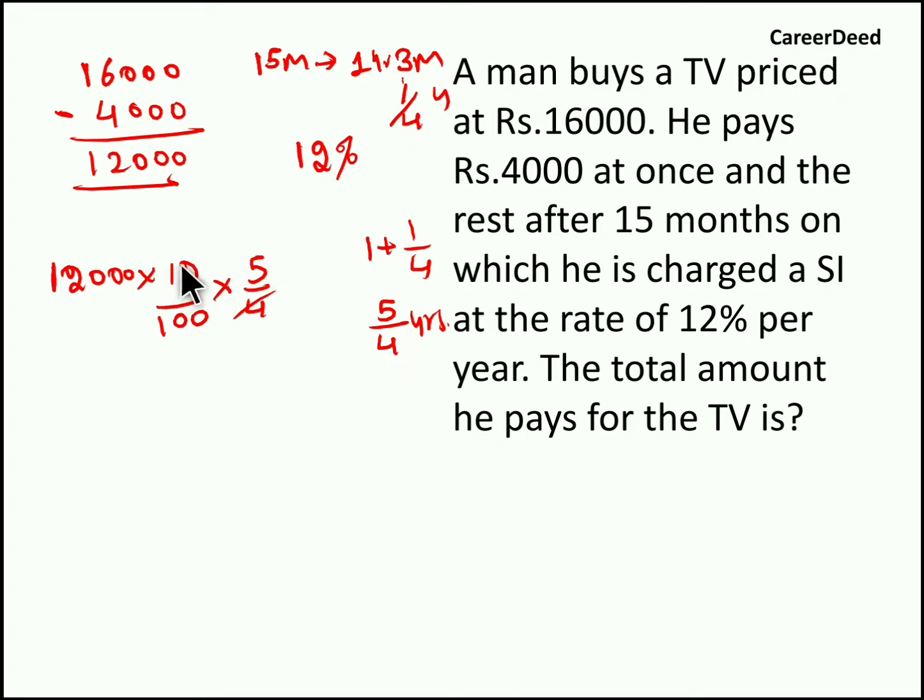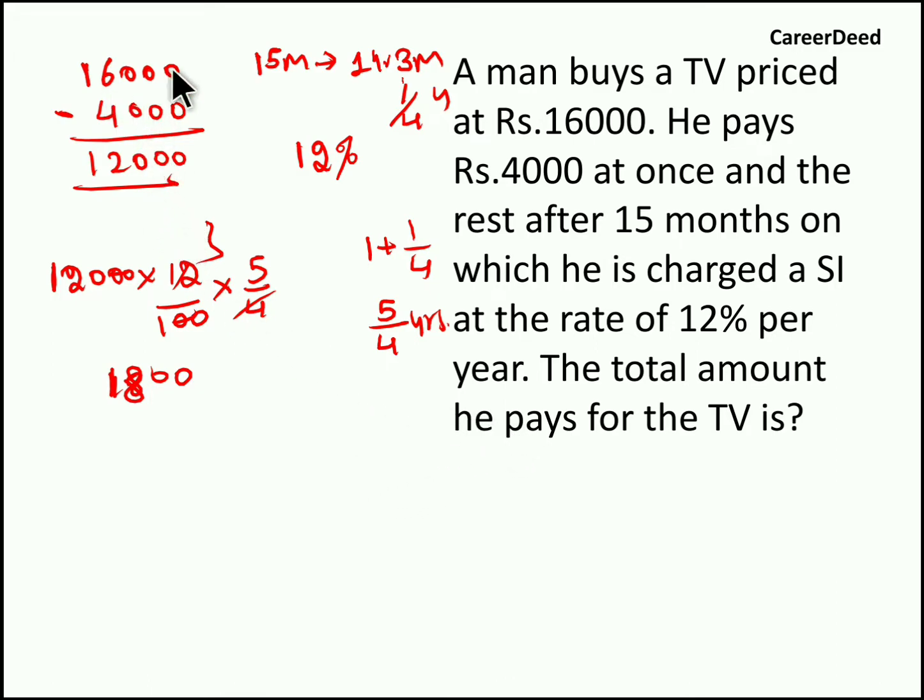Now if you cancel this, you get 3 times, and 00 cancel. So 120 into 3 into 5. So you get 3 into 5, 15, 15 into 12, 180, and you have a 0. So you have to pay the interest 1,800 rupees for the TV. Now the question is, the total amount he pays for the TV is dash.